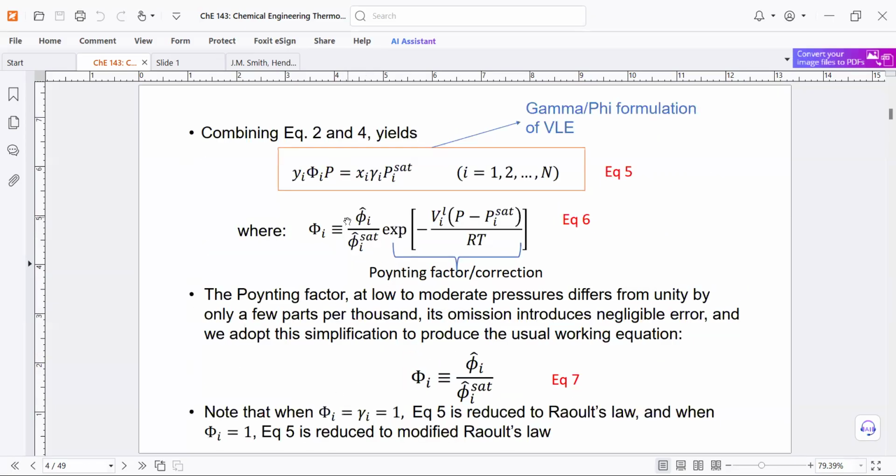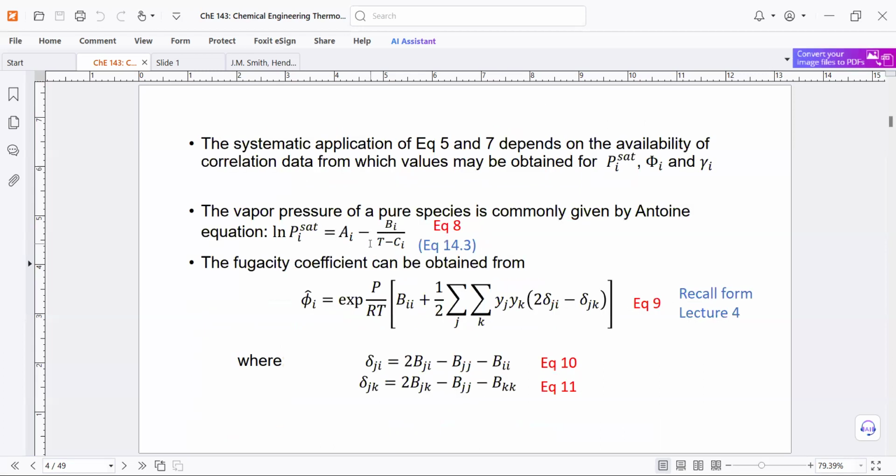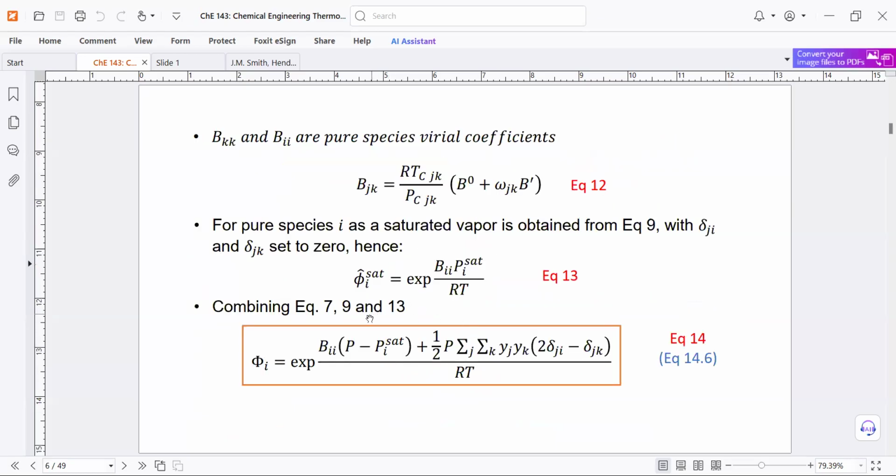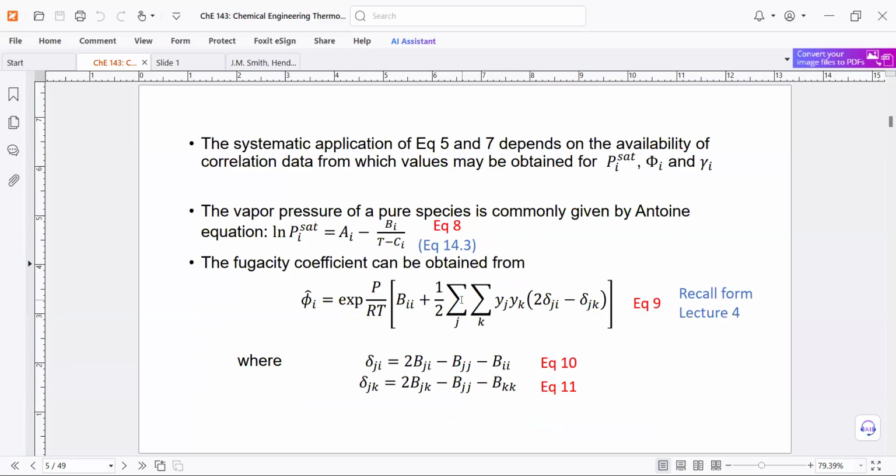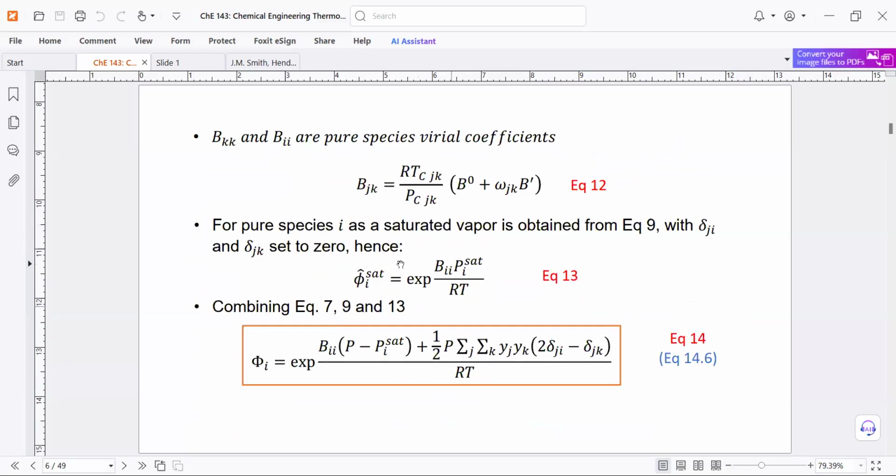By the way, phi is the ratio of the fugacity coefficient of the species in solution over its fugacity coefficient at saturation. And here we use the virial correlation to derive an equation for phi.